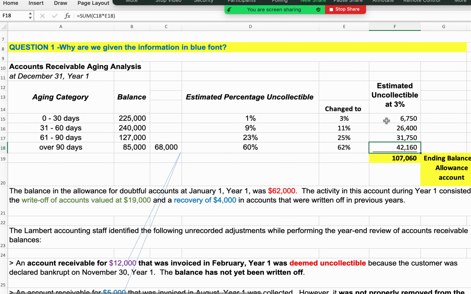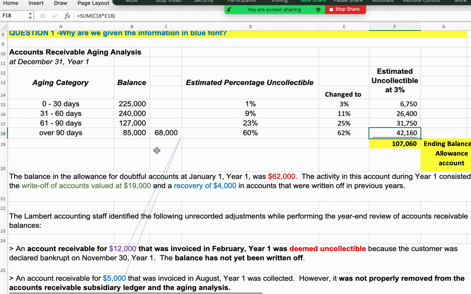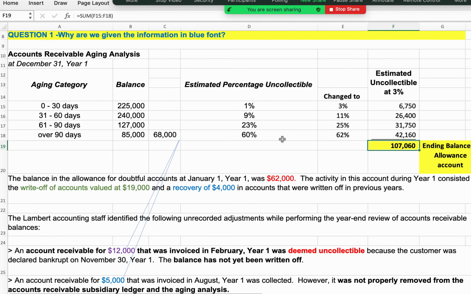And now this figure is the only one that would be different if you didn't recognize that you need to subtract out the $12,000 receivable that we had to write off because the client went bankrupt, and the $5,000 that we had to remove from uncollectible because we actually collected the cash already. So then we have a total here of $107,060. We still haven't answered the question yet. The question they want us to solve is, what is bad debt expense for the year 2000X1?